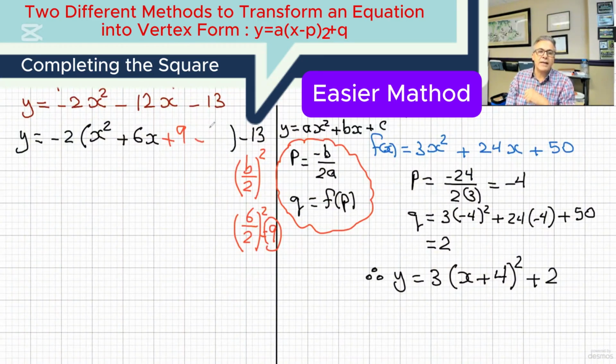But how about if we minus a 9? So adding a 9 and minusing a 9 is basically like adding a 0. So when you add a 0 to something, you don't change it.